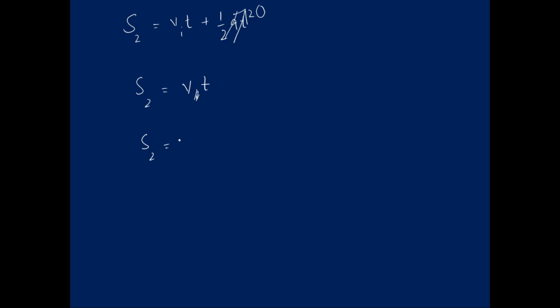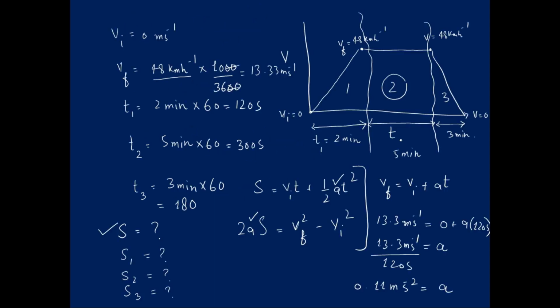S2 is equal to the velocity of the train, 13.33 meters per second, times T2, the time for which the train moved with this velocity, which is 300 seconds. So the distance calculated when the train was moving with uniform velocity is 3,999 meters.